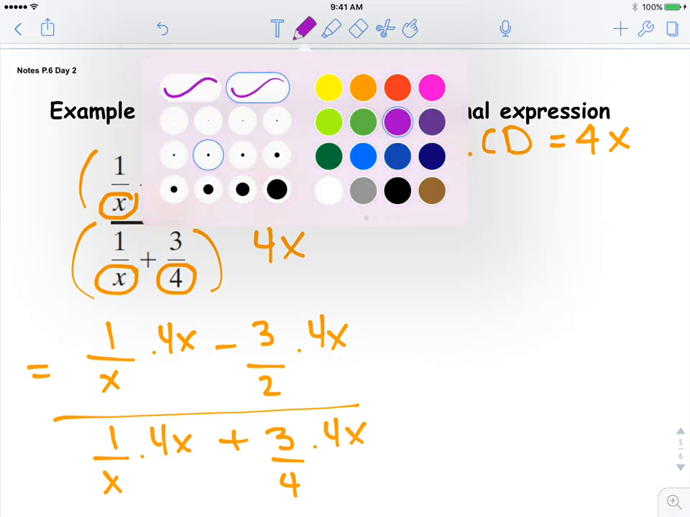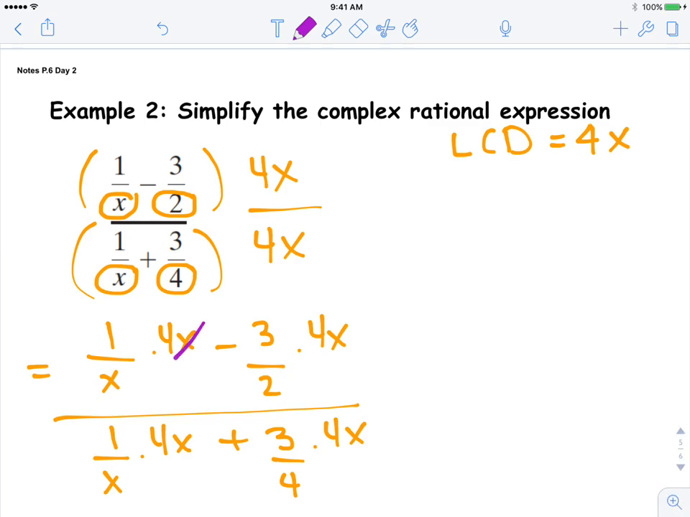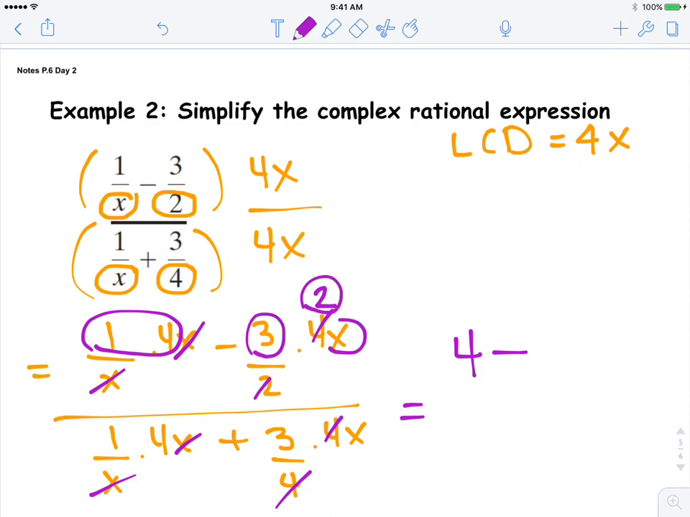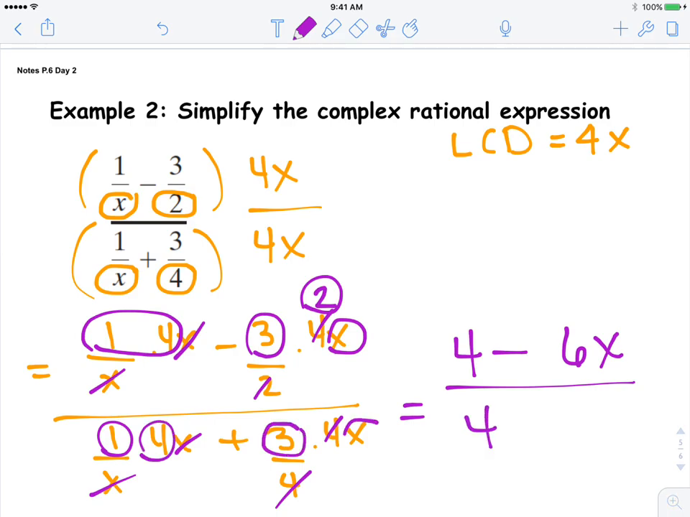All right, now I'm going to look for the common factors. This x cancels, that x cancels. I can cancel by a factor of 2. I can cancel by a factor of 4. So what am I left with? I'm left with 1 times 4, which is 4, minus 3 times 2 times x, which is minus 6x, over 1 times 4, which is 4, and then 3 times x, which is 3x.